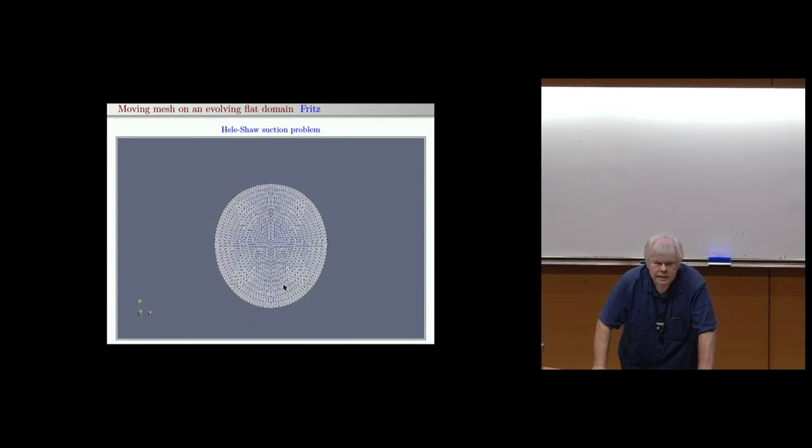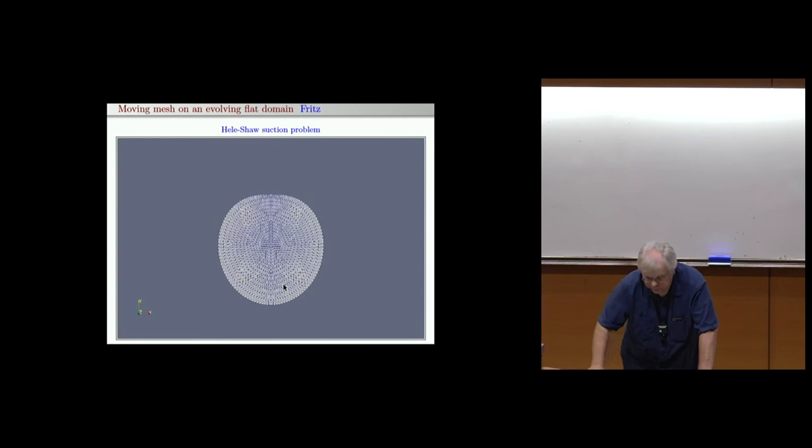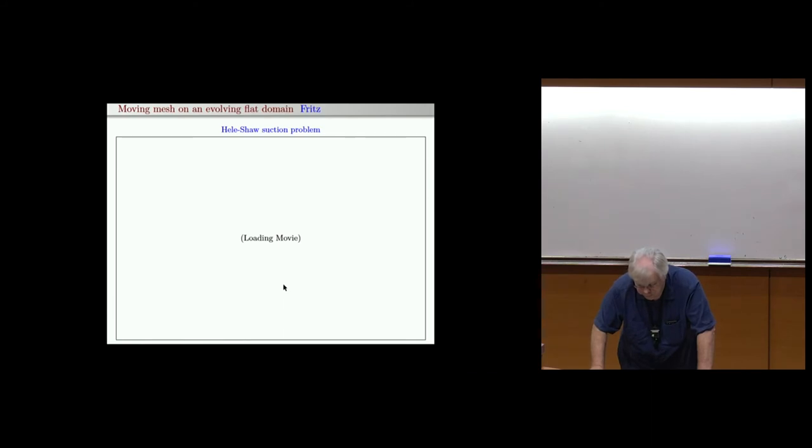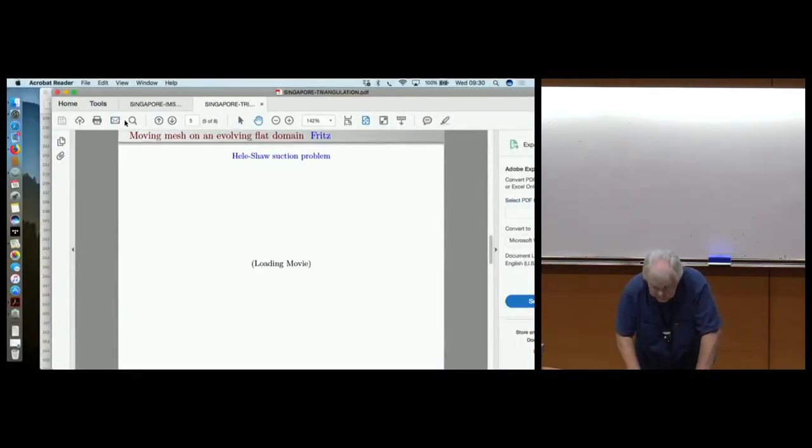It blows up in finite time by the formation of a cusp, where you can see where the cusp is going to appear. And if one follows through those triangles, you see the shape is good, almost up until the time of singularity.